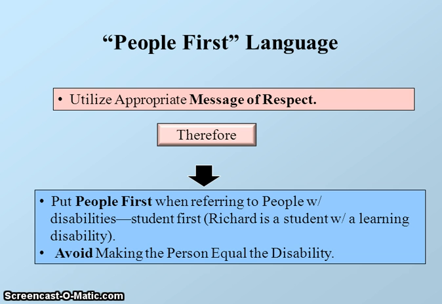Once students are labeled at risk or special education, teachers may have lower expectations for them, resulting in low student achievement. So it is important that we avoid making the person equal the disability.